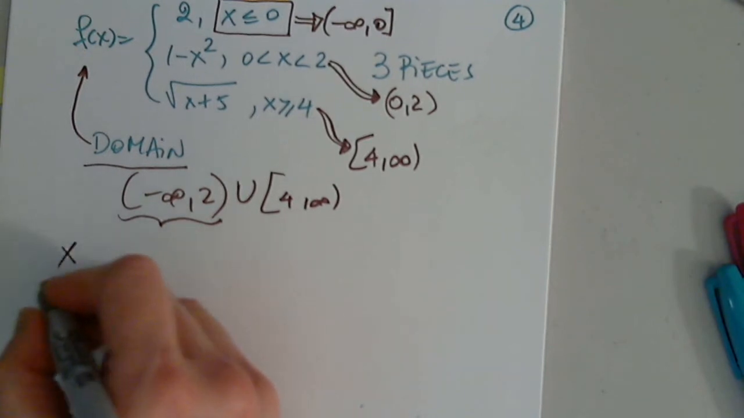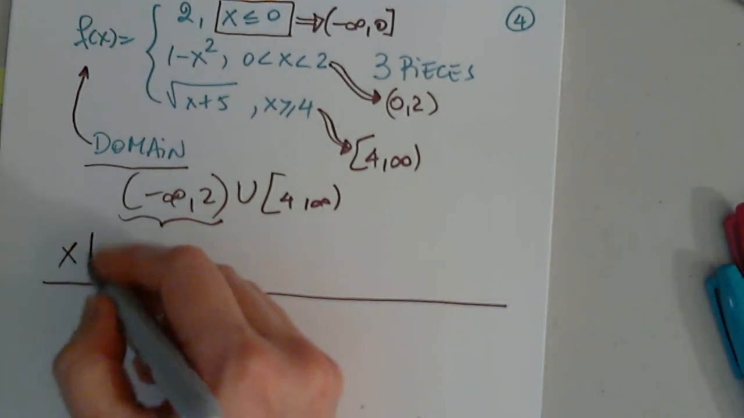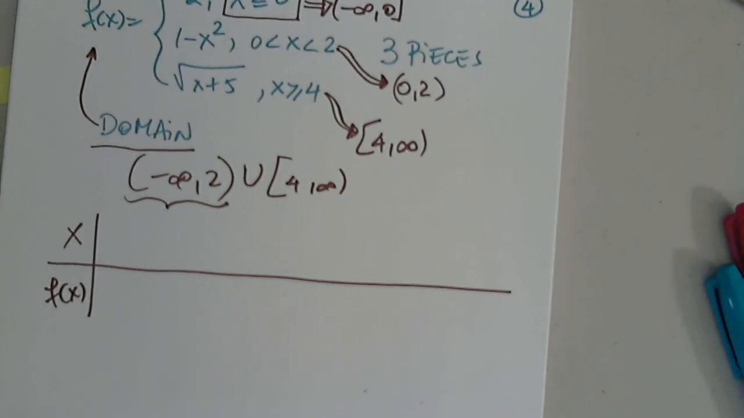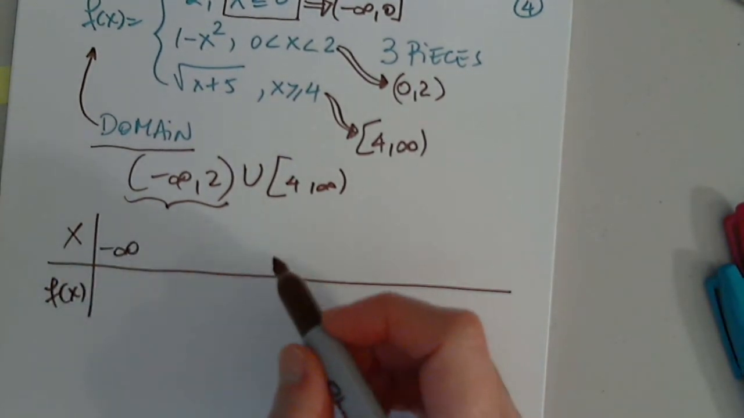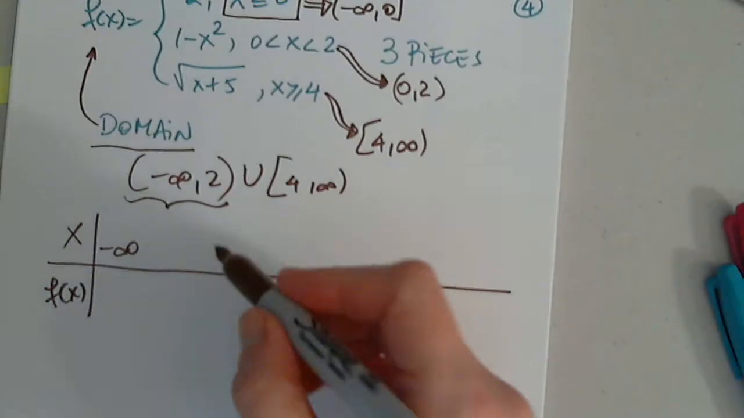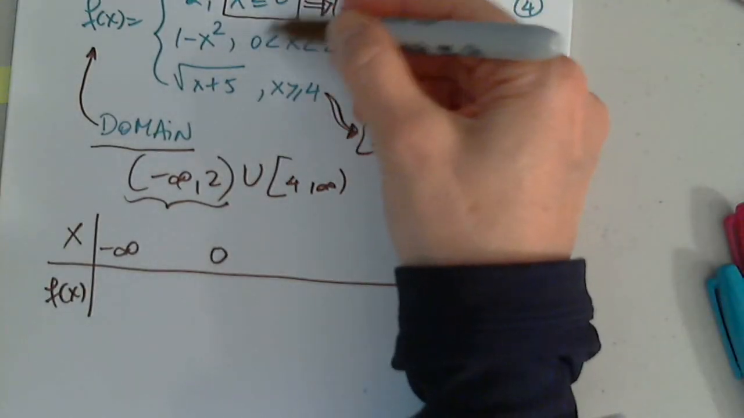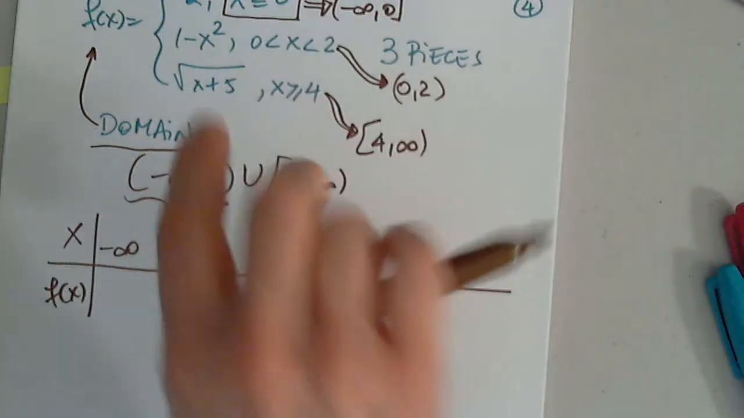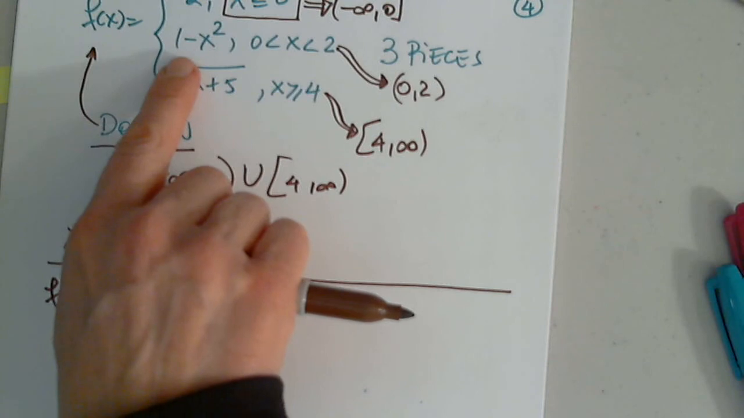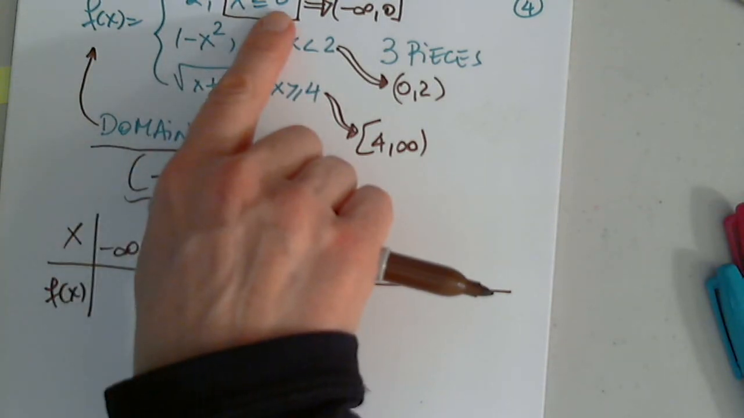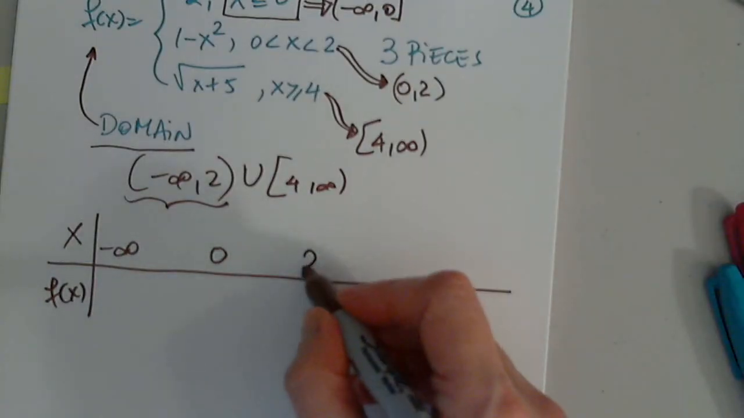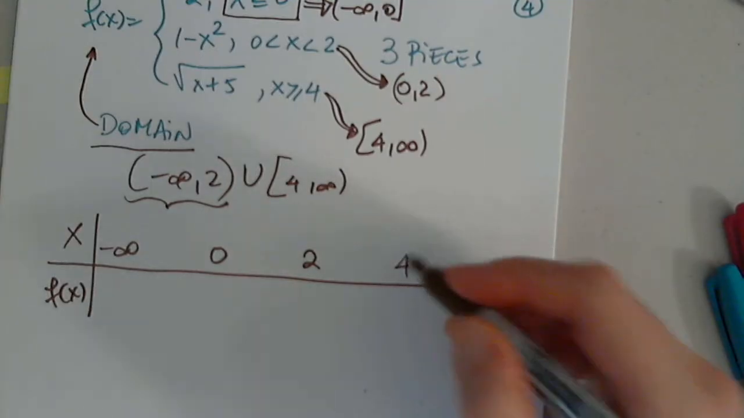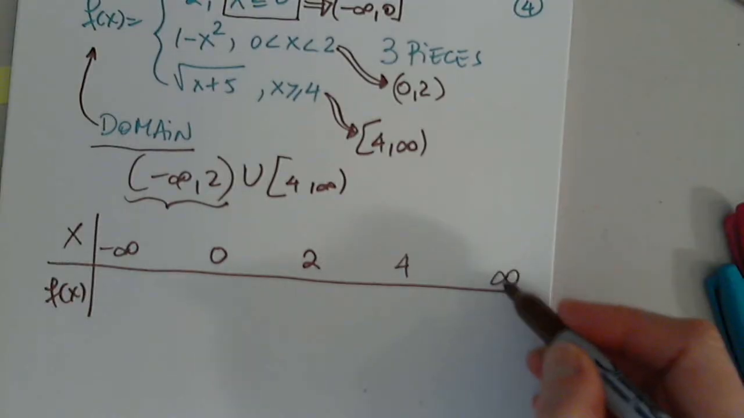Okay, our table. I'm going to write negative infinity. 0 has to be in the table at all times, and especially now, when something important happens here: the function changes from 2 to 1 minus x squared at 0. Okay, 2 has to be in the table, and 4 has to be in the table, and infinity has to be in the table.